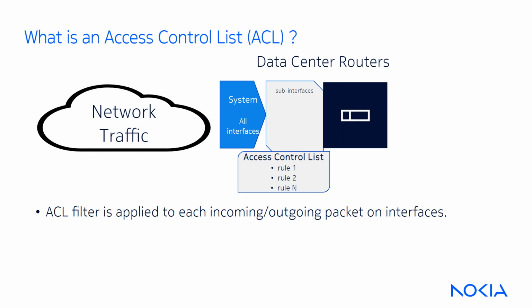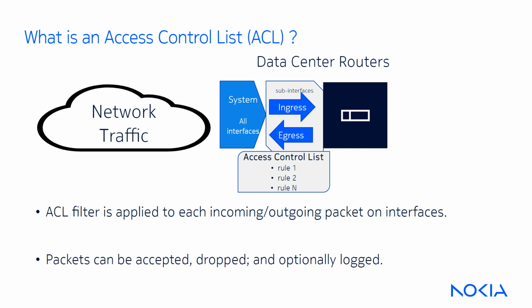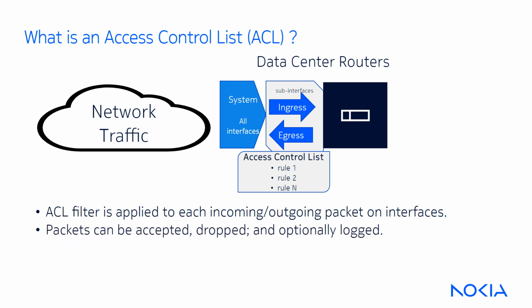When an ACL is applied to an interface, the system will check every incoming or outgoing packet on that interface against the set of rules. Match criteria are based on various protocol frame header fields. When the packet matches a rule, the associated action is executed. This action can be either accept or drop, which means the packet is blocked. Additionally, matching packets can also be logged for further analysis.